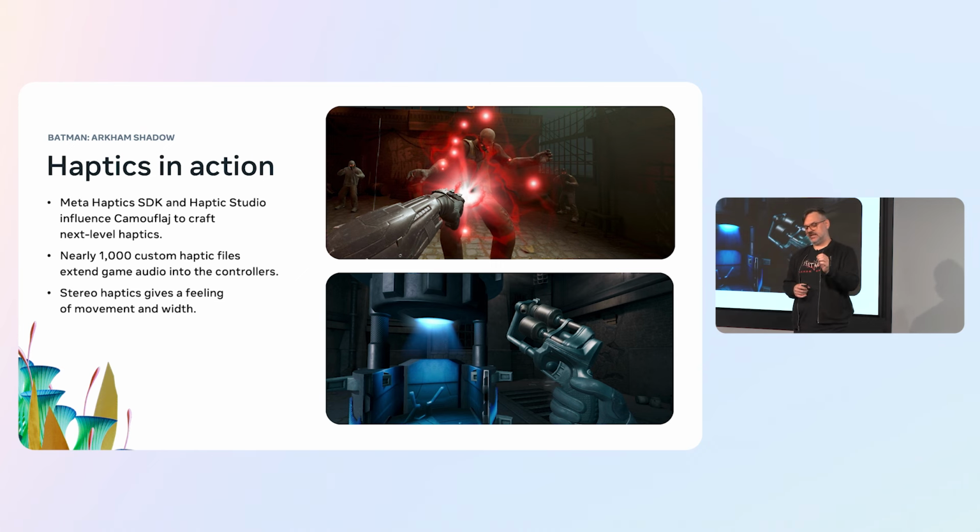Haptic Studio and Haptic SDK enable us to create this level of multi-sensory connection, allowing players to experience a more immersive and engaging game world. We have created over 1,000 custom haptic effects across every area of the game, ensuring that the player's senses are totally engaged. Our use of stereo haptics allows us to convey realistic movement and width by creating different feeling in each hand, allowing for special effects and natural feeling interactions.